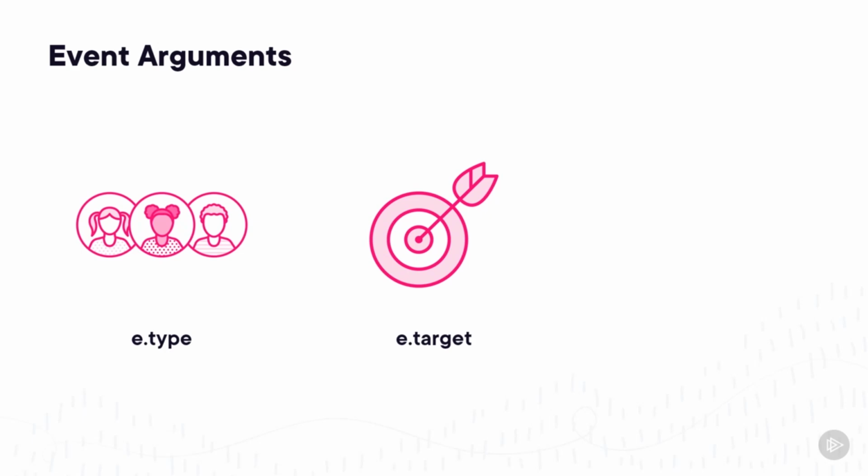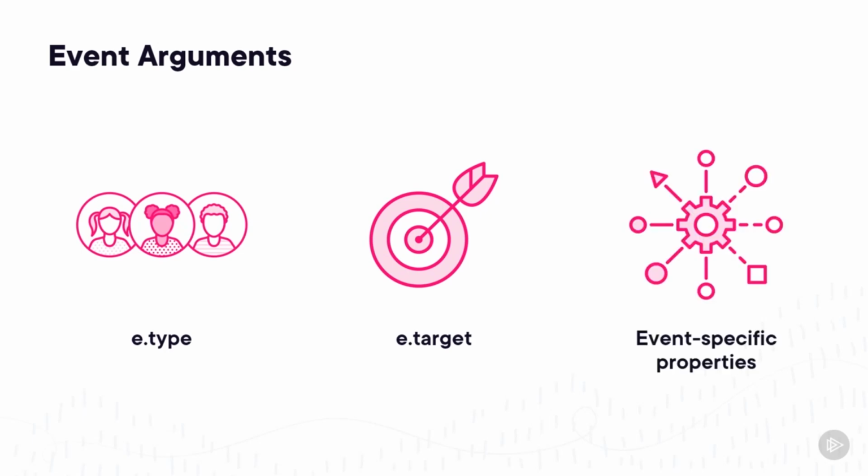Depending on the event, there are also event-specific properties. For instance, if you have keyboard events, you might be interested in which key was pressed. If you have a mouse event, you might be interested in the coordinates of, say, the click. So where was the mouse pointer, or where exactly did the user tap on the screen?